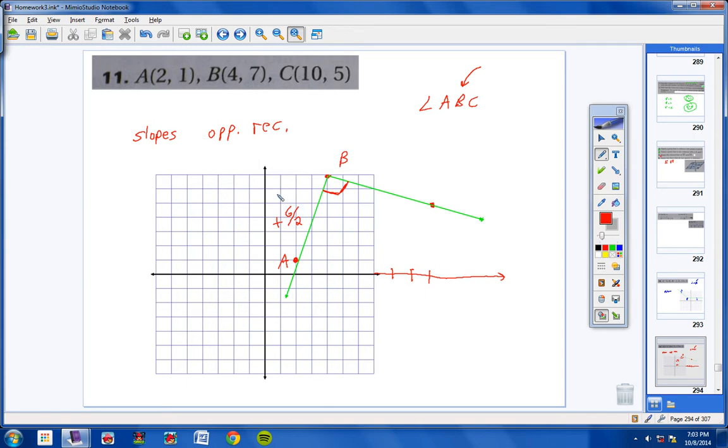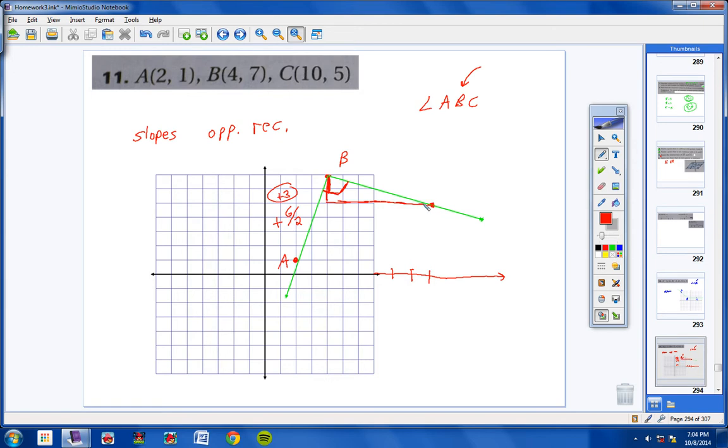So a positive 6 over 2 would be positive 3, because 6 divided by 2 is 3. So the slope of this line here is 3. Now, let's do the same thing over here to this line. Let's do rise over run. So here's your rise. Here's your run.